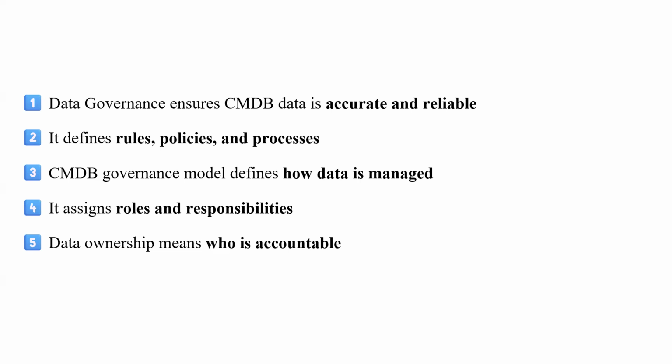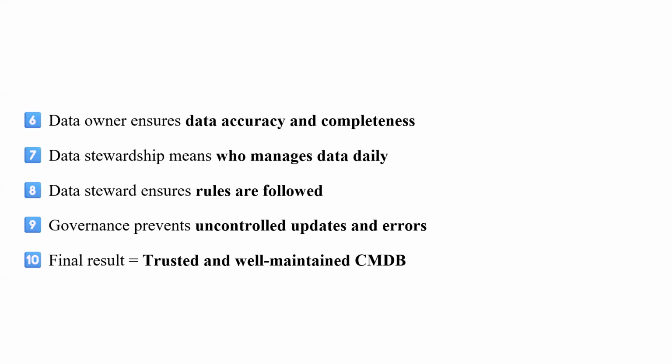We can simply say the data owner is the accountable person. Next one, the data owner ensures data accuracy and completeness. So the data owner ensures that the data is correct and all required data is available. For example, a server CI should have the CPU, RAM, operating system, and IP details. If any data is missing, impact analysis during changes may be incorrect. So the data owner is finally responsible for the data quality.